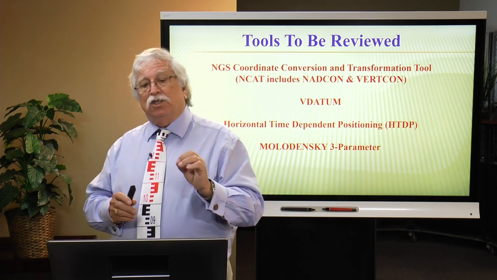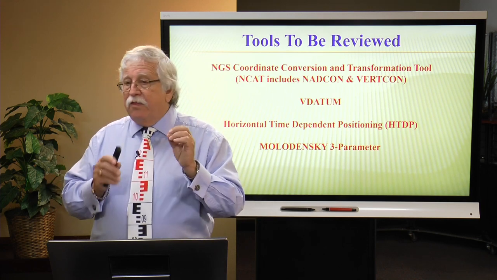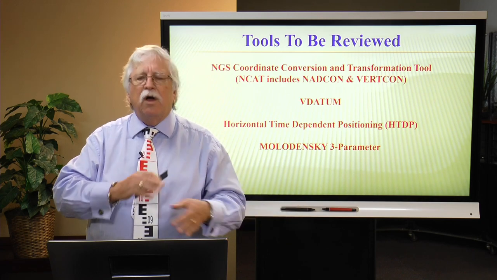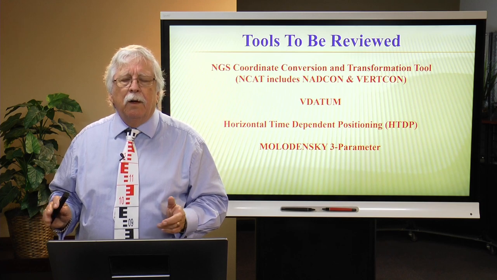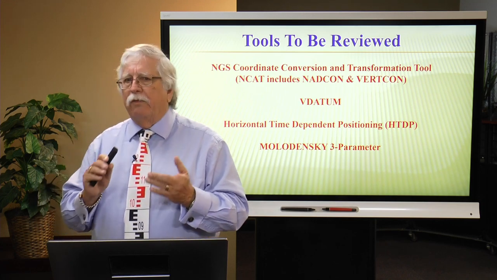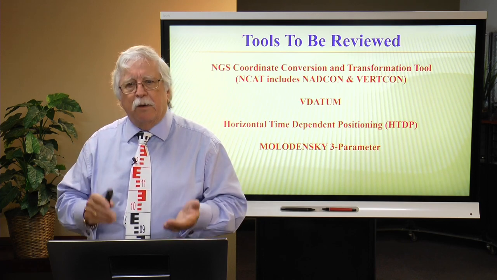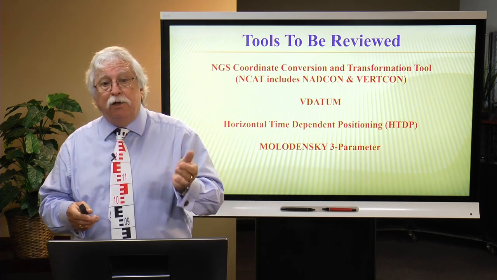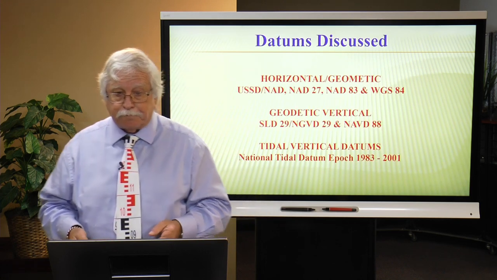And the last one I'm going to touch on are referred to as Molodensky 3 parameter. These transformation solutions are found in, as I've mentioned previously, almost every GNSS receiver out there, but few people know where they come from, and very few people know the integrity of them. I'm going to show you where they come from and how you can get an assessment of how good you think this data might be.